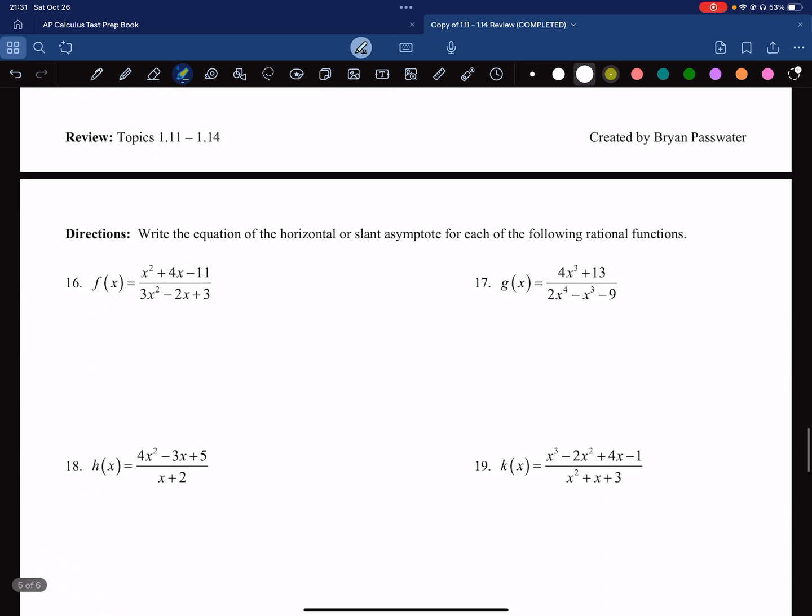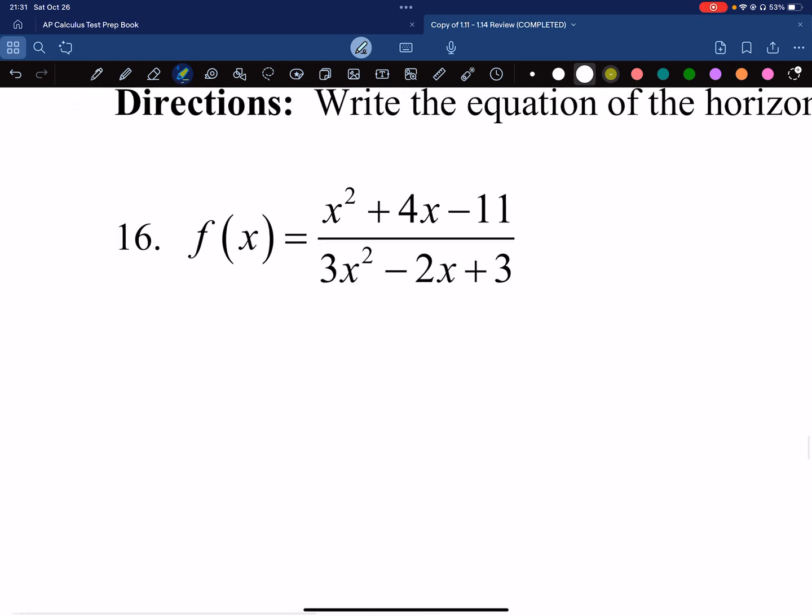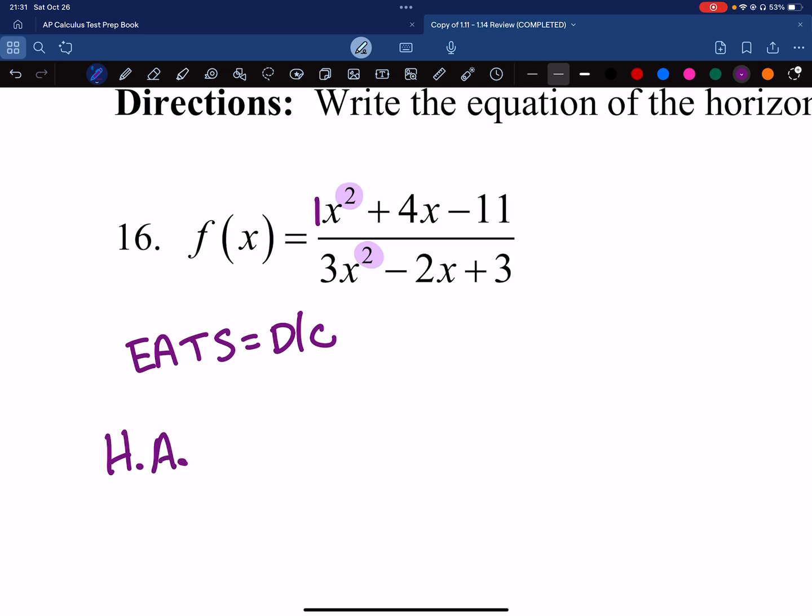Looking at the next one, write the equation of the horizontal or slant asymptote for each of the following rational functions. So again, comparing the exponents. So we have here a degree of 2. Here we have a degree of 2. That is another case of exponents being the same. So we're going to divide their coefficients. That means we're going to have a horizontal asymptote. So we're going to have y equals 1 over 3. And that would be it for that one.